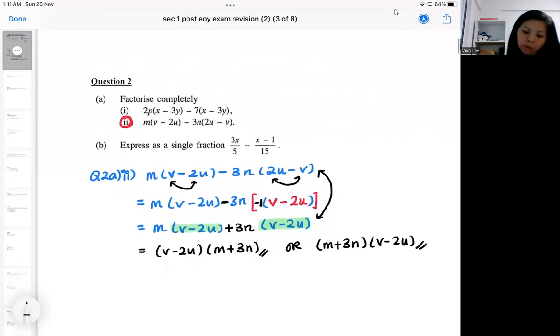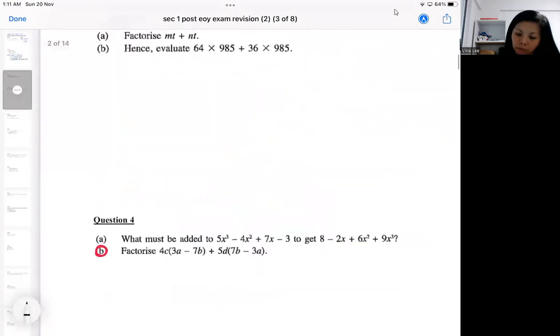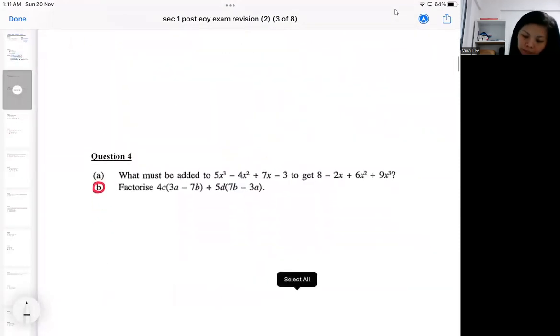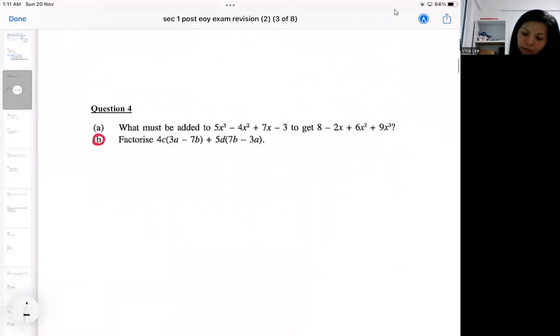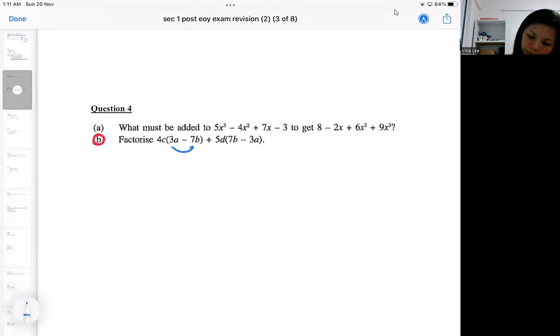Okay, so I'm going to show you a few more on this. And then from here, please make sure you learn. The next one is question 4b. For question 4b, you need to observe that the bracket is a flip.